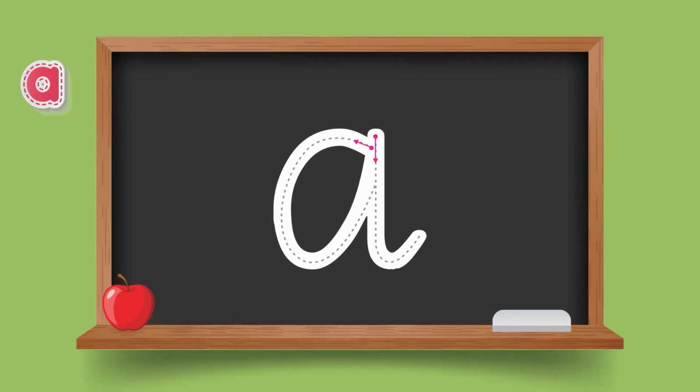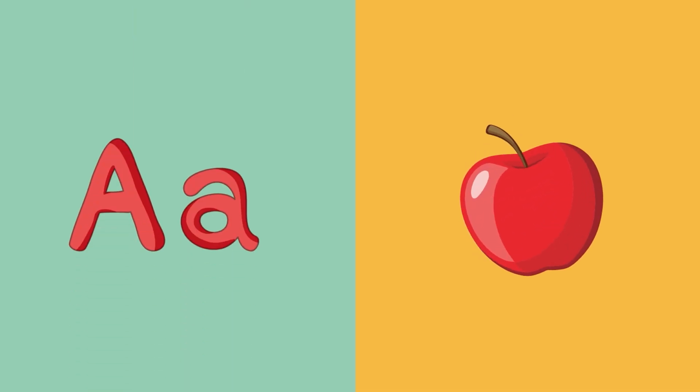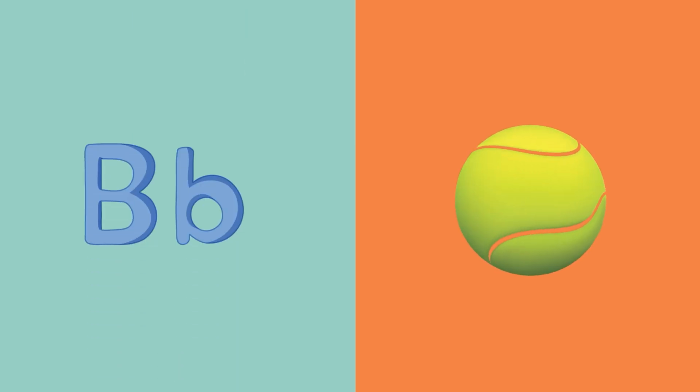Let's learn the letter A. All the way round, up and down. A is for apple. Let's learn the letter B. Top to bottom, up to the middle and round. B is for ball.